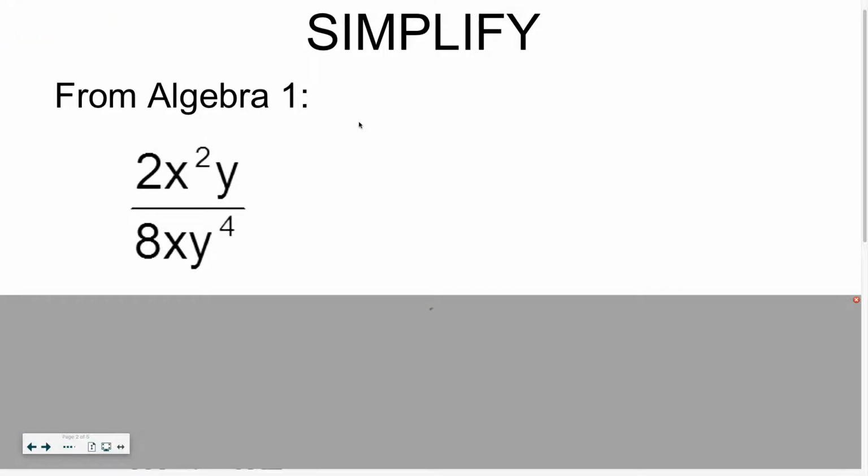Figure that out later. Okay, you should know how to simplify a rational expression. This would be a rational expression because it looks like a ratio. From Algebra 1. So not only can you reduce fractions from 3rd and 4th grade, but you can reduce fractions with variables in them from Algebra 1. You got 2x squared y all over 8x y to the 4th. Go ahead and have a quick conversation with your pods. What would you do to simplify this ratio?